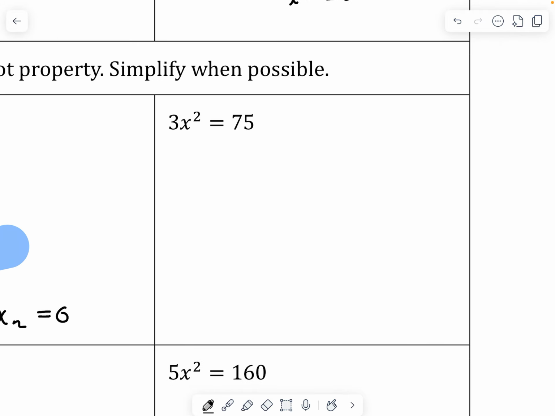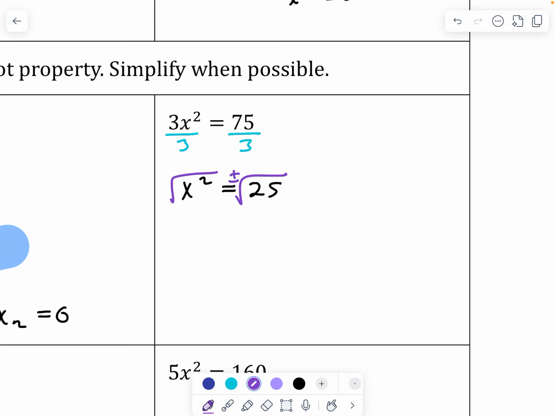Here, first step, divide both sides by 3. And we have x squared equals 75 divided by 3 is 25. Square root both sides. Square root property says plus or minus. Thus, x equals plus or minus 5.